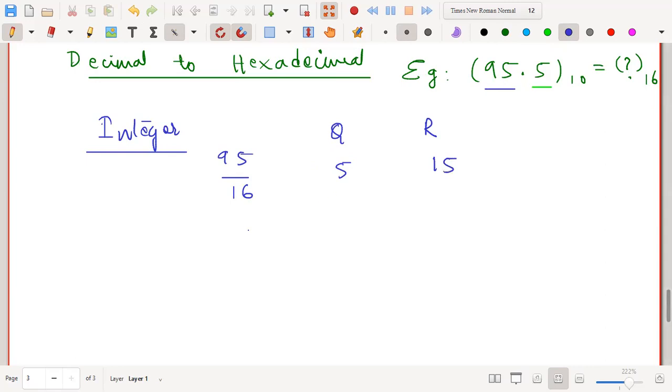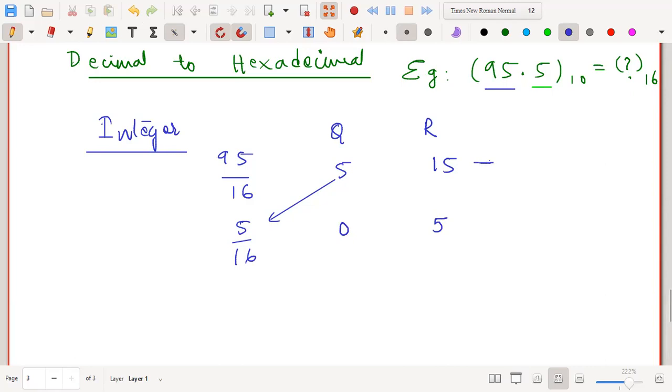Similarly, you need to divide this. The second step is to divide this 5 by 16. Sorry, I need to write just 5 here, not 15. So this is 5 divided by 16. Now you cannot divide 5 by 16, so the quotient would be 0. 16 into 0 is 0, and you have this remaining 5 here. Now this is the remainder.